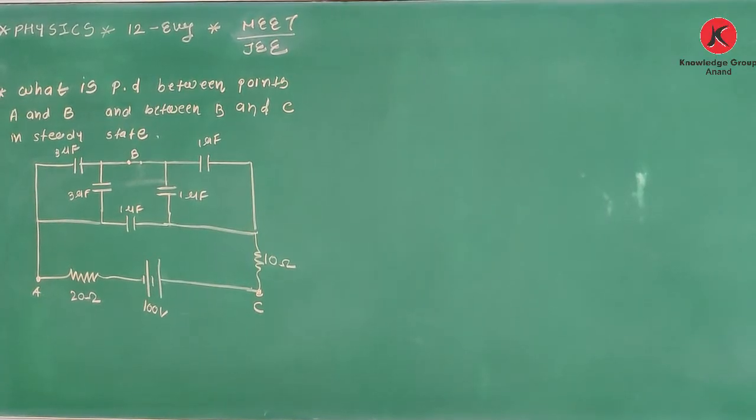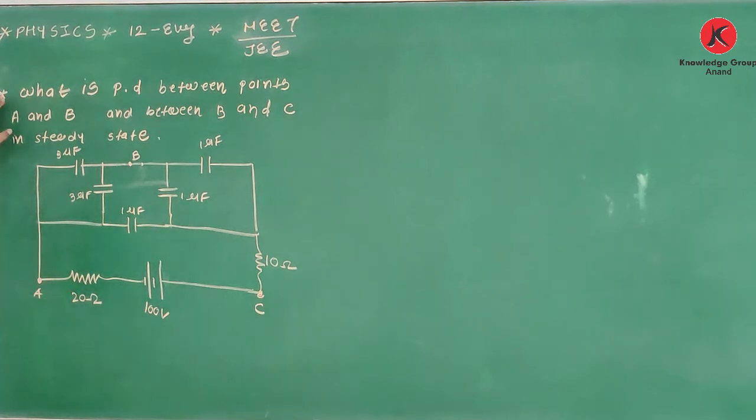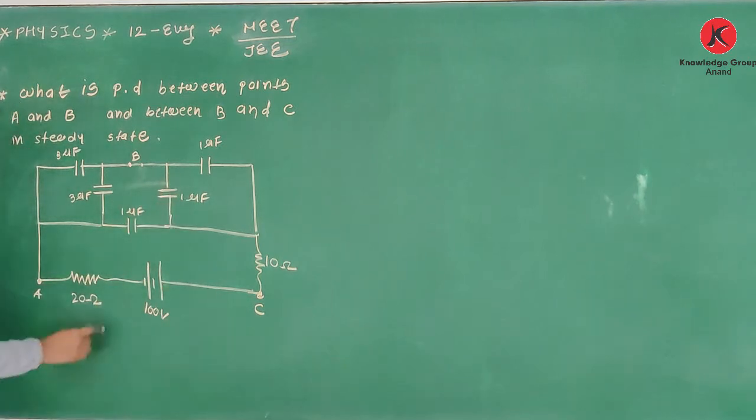The next question is based on capacitors. What is the question? What is the potential difference between points A and B and between B and C in steady state? You are given 5 capacitors, 2 resistors and 1 battery. So you have to find the potential difference between points A and B and between B and C.